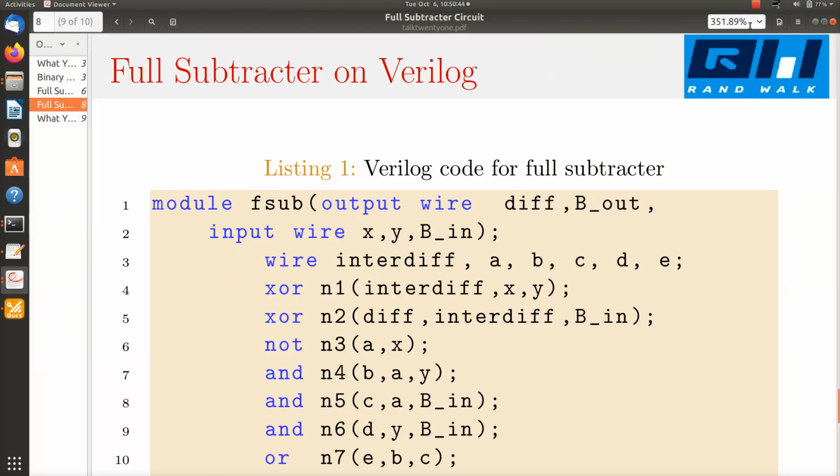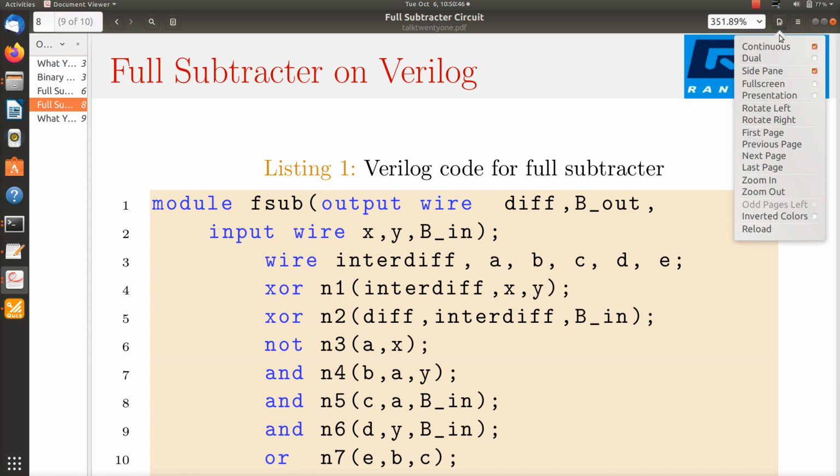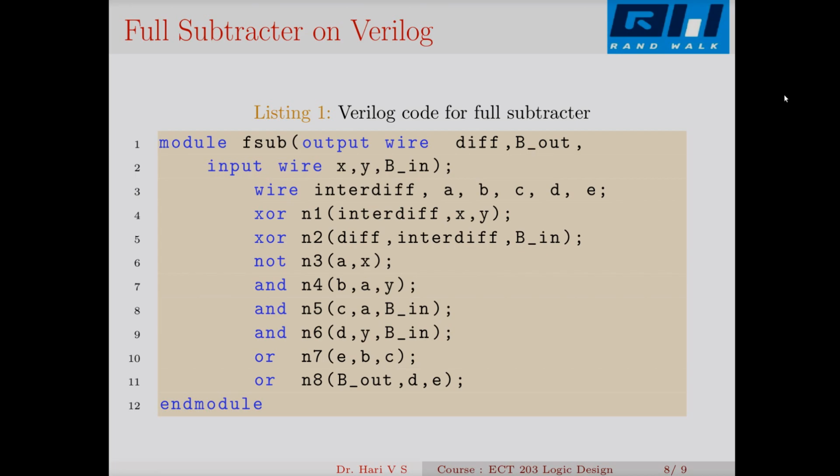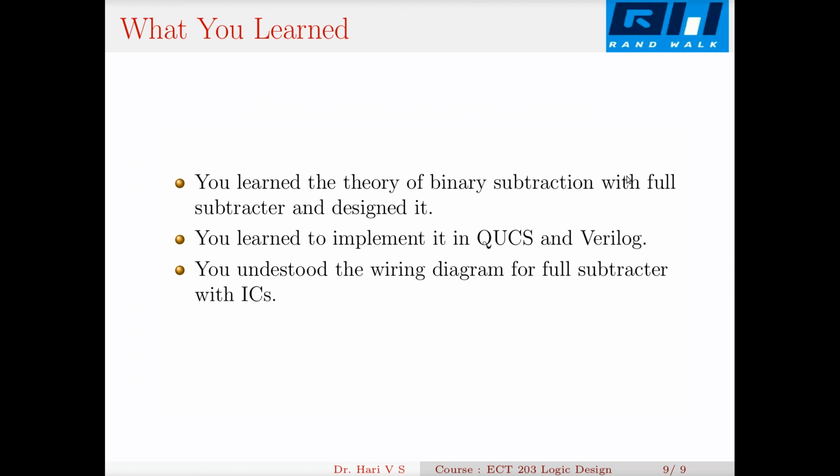So you can develop this code at home and you can verify these operations. Now coming to the end, what you learned in this video is the theory of binary subtraction with a full subtractor, and you designed a full subtractor with two Karnaugh maps. Then you learned to implement it in QUCS. So you made a sub-circuit of a full subtractor, and you embedded it in a block, and you verified its truth table. And you keep it for further development.